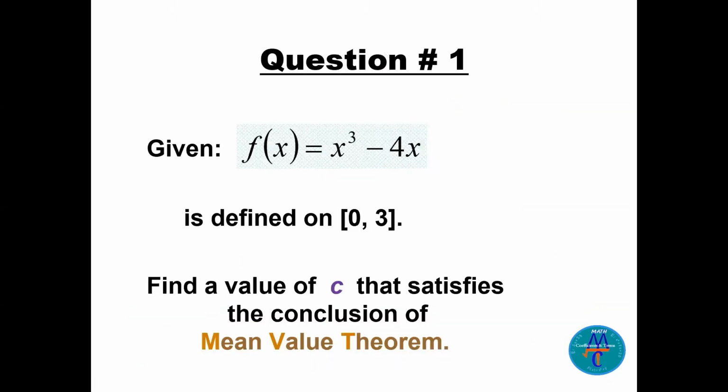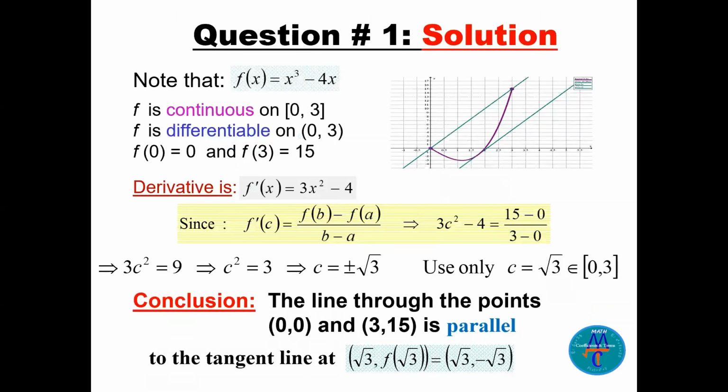Question number 1, we have the function given f of x is equal to x cubed minus 4x defined on the closed interval 0 to 3. Find a value of c that satisfies the conclusion of the mean value theorem. So first we check, this is a polynomial function of degree 3. The function is continuous on the closed interval 0 to 3 and is differentiable on the open interval 0 to 3.